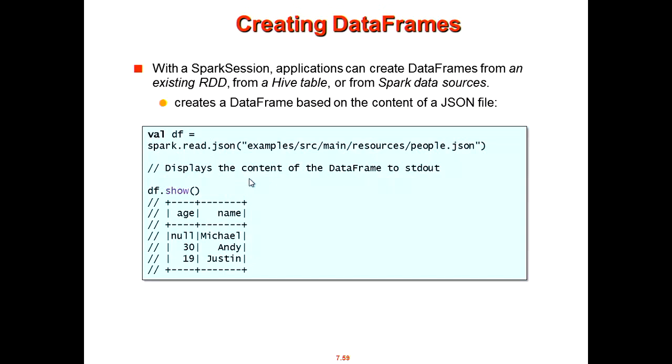And next, we can use the functions provided by this data frame to do various things, such as show. So we can show a table to you, actually. We can see there's a column name and the values. We can also have null values because for Michael, we don't have a value for his age. So it's null. It's just like a table.